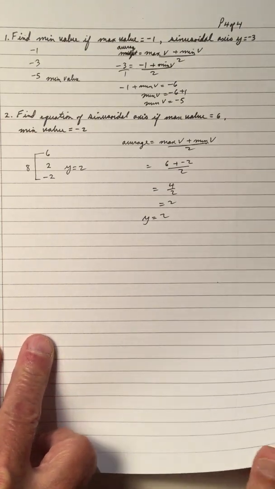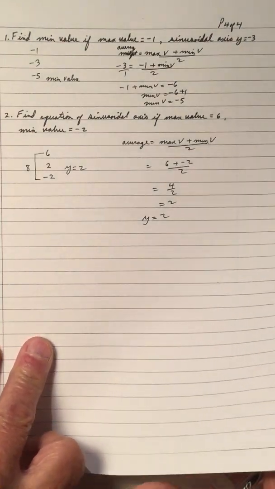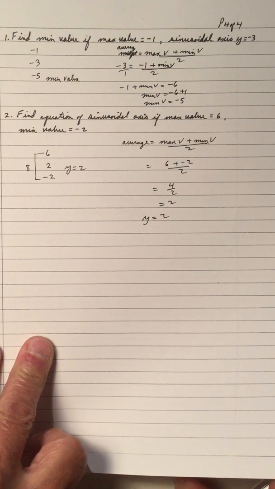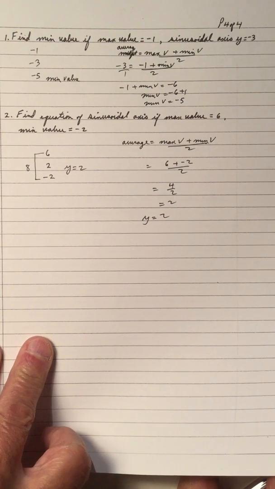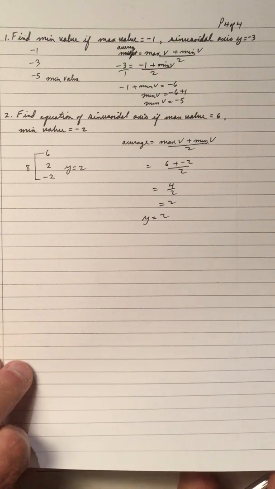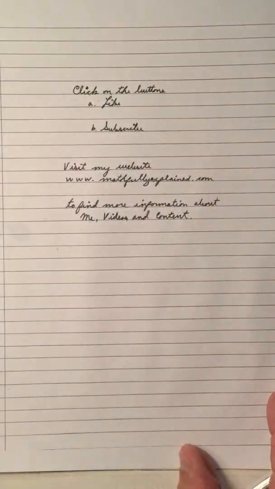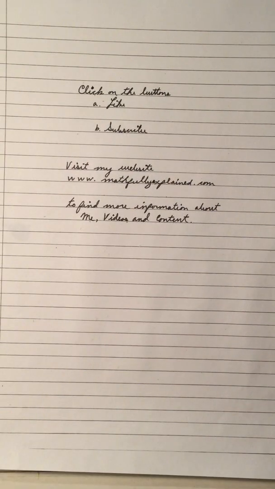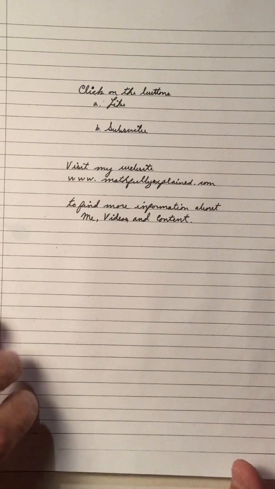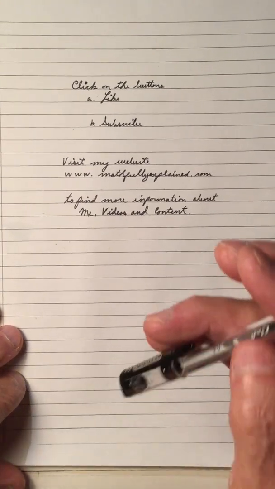So that's going over the maximum, minimum value, the domain, and the range. Again, the domain of a sinusoidal function is all reals, but the range is all points between the min and the max, including the min and the max.